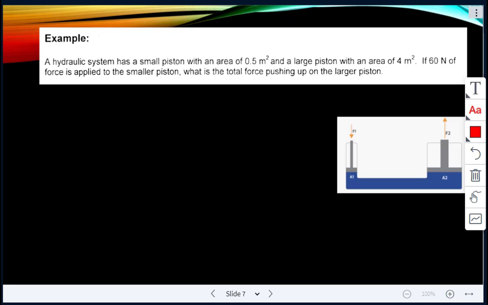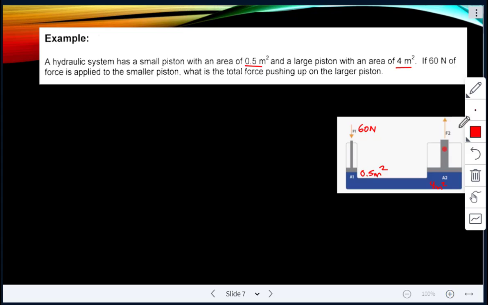So first of all, let's label here on our diagram. A1, that's our smaller piston, and we know the area is 0.5 meters squared. That's the information we got from the question. And our large piston, A2, has an area of 4 meters squared. Next, we know that 60 newtons of force is being applied to the small piston here.